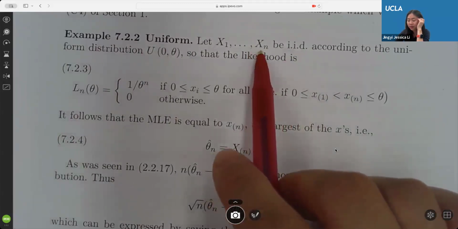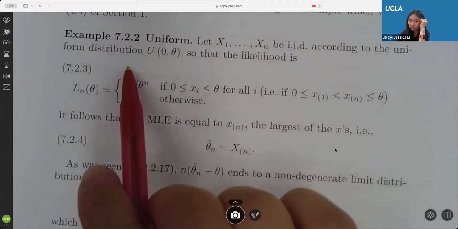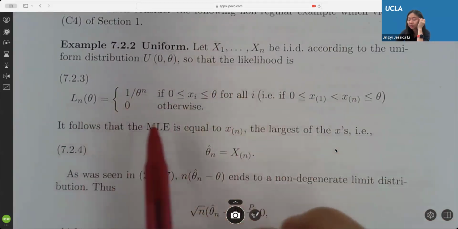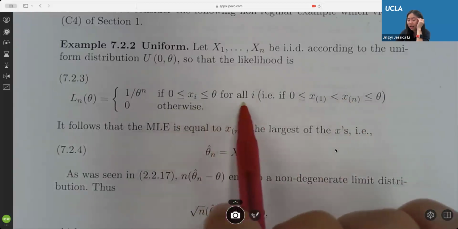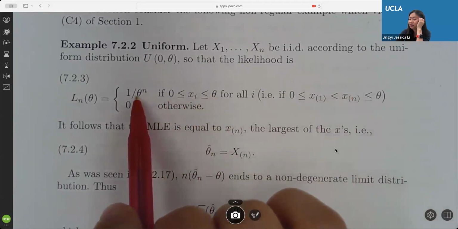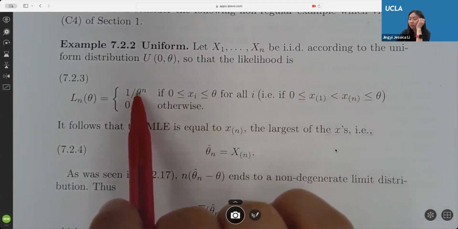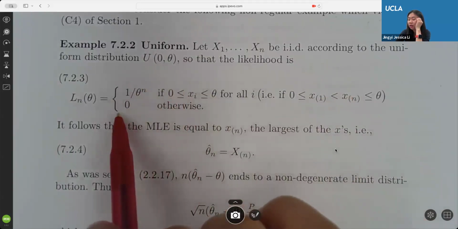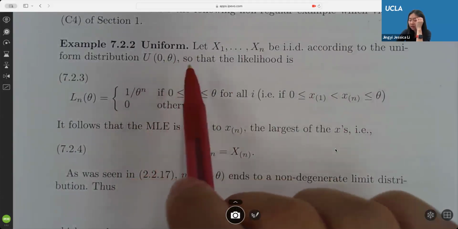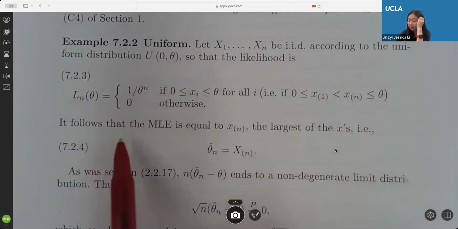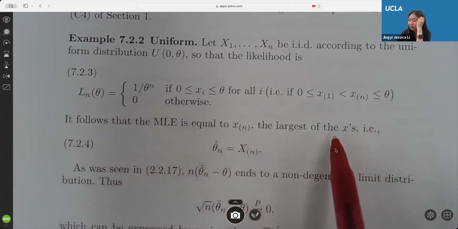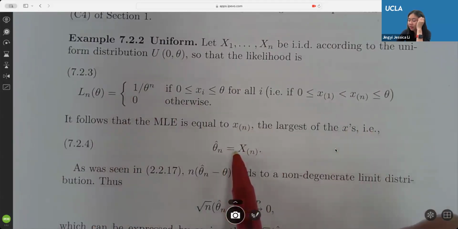Let X1 to Xn be IID according to the uniform distribution U(0, theta), so that the likelihood is, if all your X1 to Xn are between 0 and theta, this density product, right? Uniform, 1 over theta, multiplied n times, and 0 otherwise. If one of your observations falls outside this window, then the density is 0. So it can be shown that the MLE is equal to the maximum. You want to maximize this, the largest of the x's, that is.